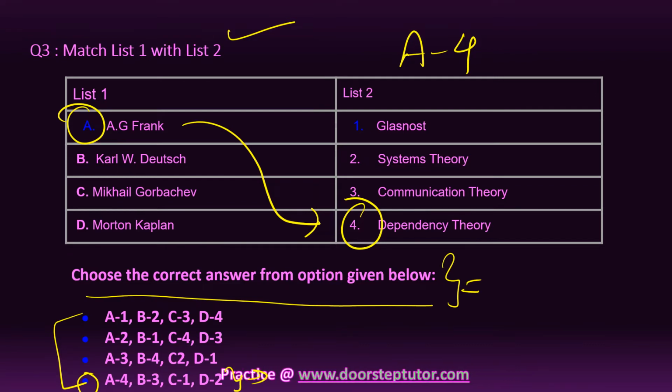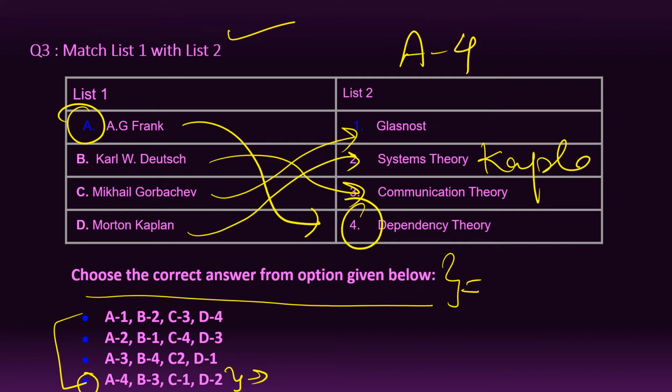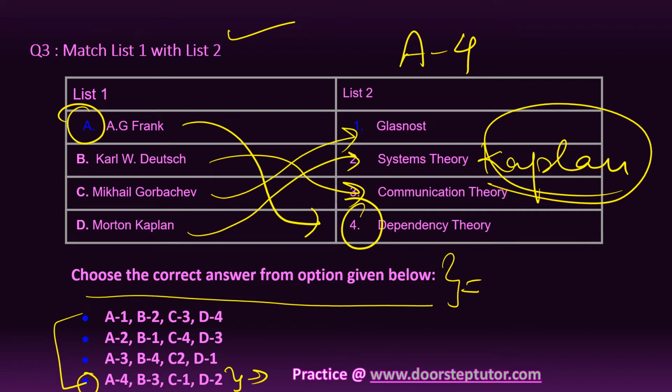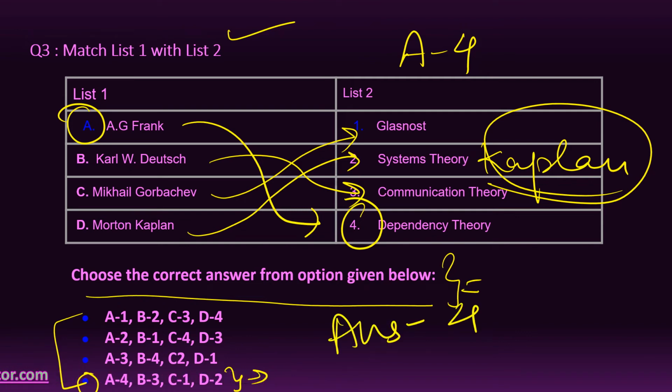Karl Deutsch has written on communication theory, a very famous theory. Then Mikhail Gorbachev is associated with Glasnost, and Morton Kaplan with systems theory. Kaplan's systems theory is very, very famous also. So if you just remember one of them, you can easily tackle the question. Very easy and simple to understand, right? So the correct answer for this question is option number 4.